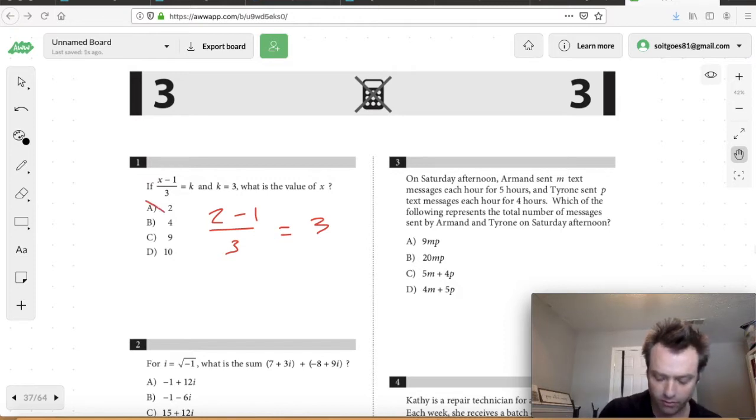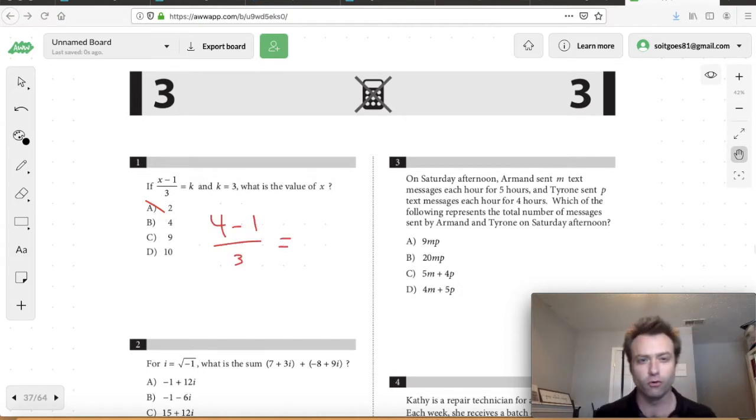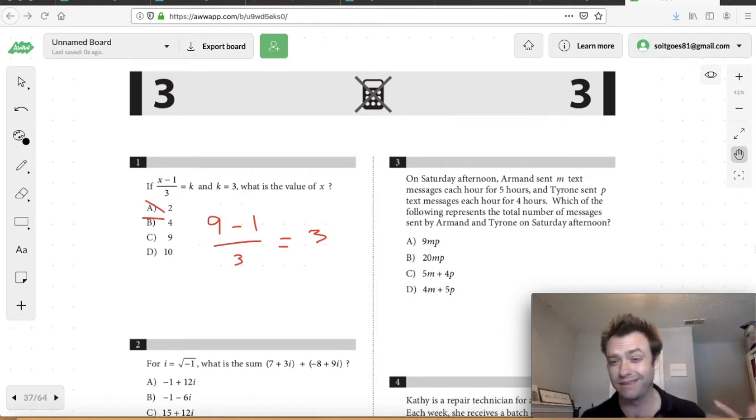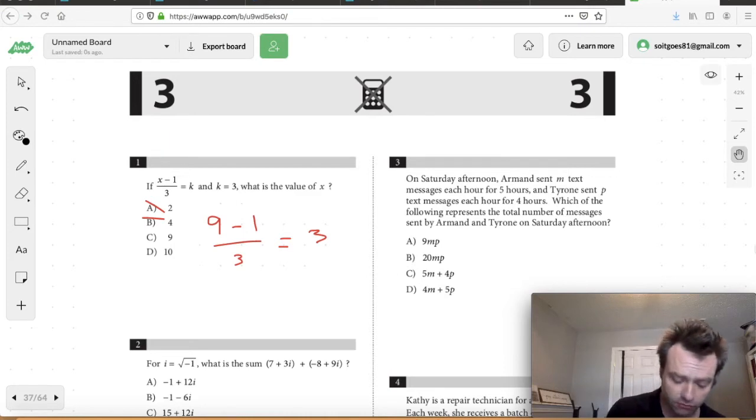Let's test answer choice B, 4. So we've got 4 minus 1 over 3 equals 3. That's also crazy because we know that 4 minus 1 is 3, and 3 over 3 is 1, not 3, so answer choice B is gone. Answer choice C is 9. We're going to test that. In fact, I'm just going to plug in a 9 right here. 9 minus 1 is 8 over 3. That doesn't equal 3. 9 over 3 would be 3, but not 8 over 3. So it's not answer choice C.